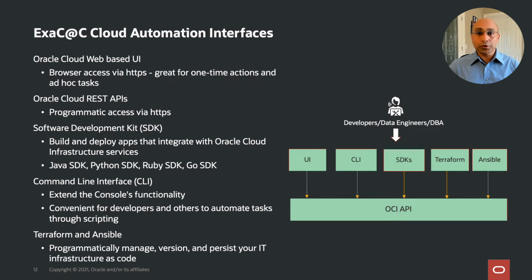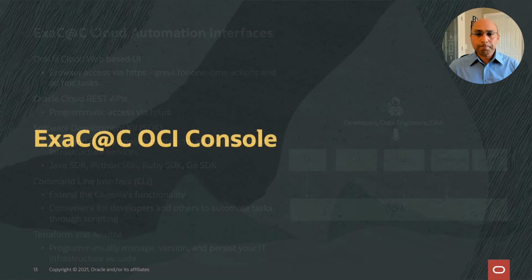If you are used to scripting and you want to automate tasks through scripting, CLI is a great tool for doing that. And then, very popular DevOps capabilities like Terraform and Ansible allow you to essentially treat Exadata Cloud Customer as infrastructure as code. So a broad set of capabilities. We'll go a little bit deeper into some of these areas.